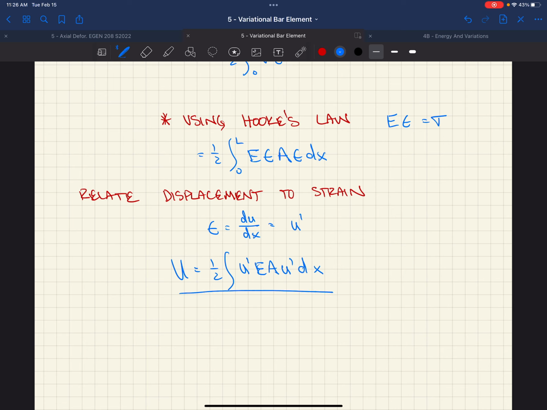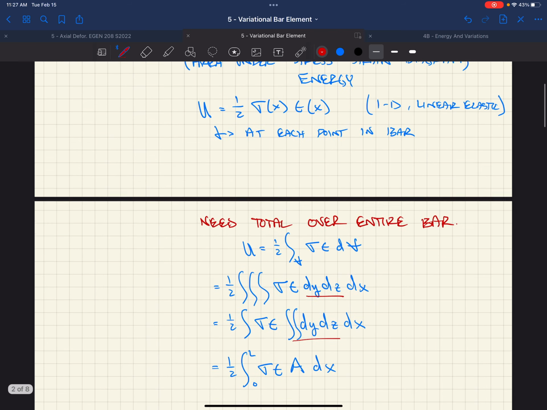And this is really the strain energy, or internal strain energy of the bar. This is evaluated from 0 to L, or the length of our element. This is internal strain energy. Well, seems easy enough.